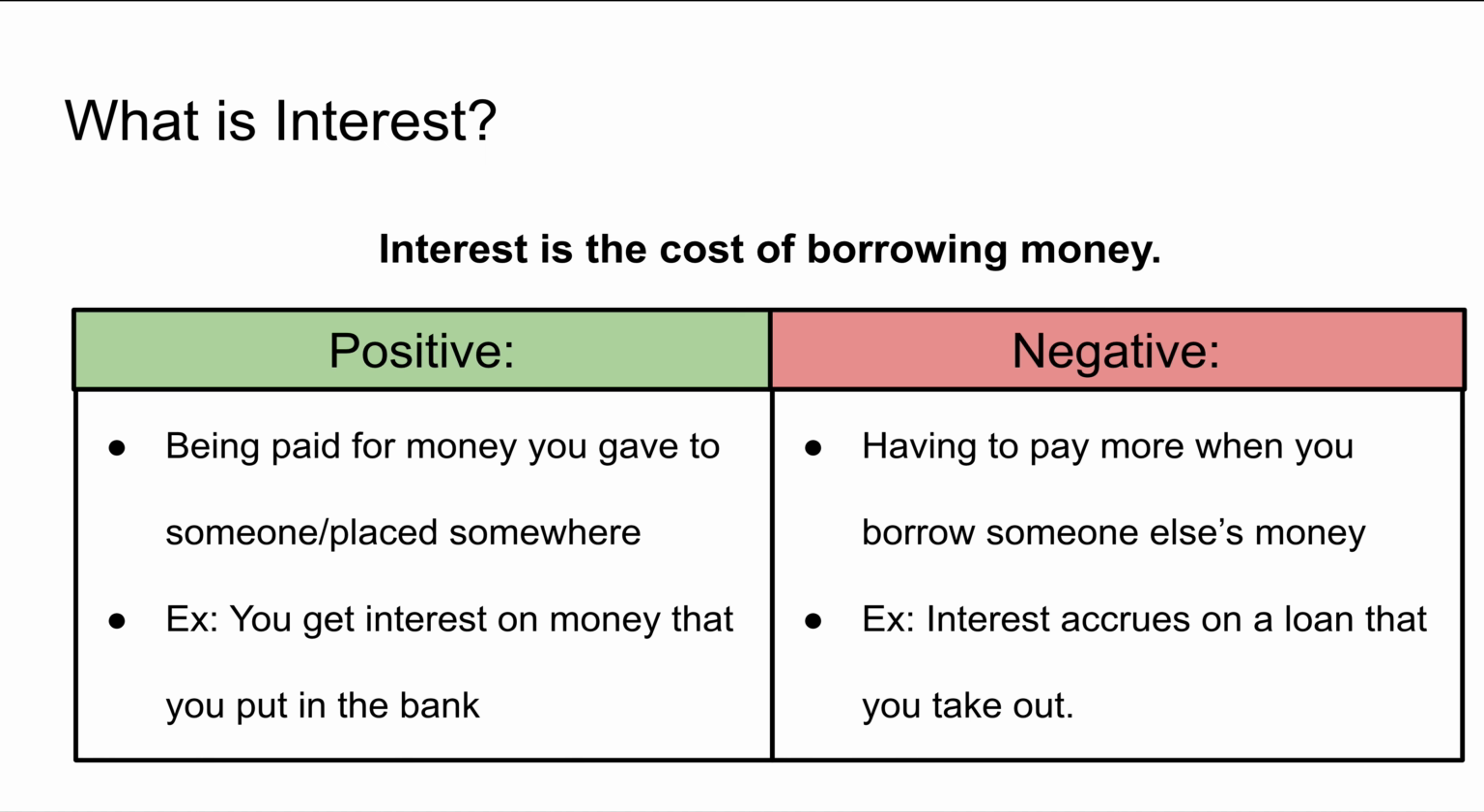In a negative sense, interest is pretty much the same thing, just the shoe's on the other foot. You are in the position of the borrower, right? So now you have to pay someone more when you borrowed their money. For example, again with the bank, if you take out a loan instead, now if the loan was for $100, you might have to pay $101 or $105 or $110. And that extra $1, $5, $10, or $20 is interest because you borrowed money, so you had to obviously pay back the money you borrowed, but you also had to pay back the cost of it, the extra $1 to $20.